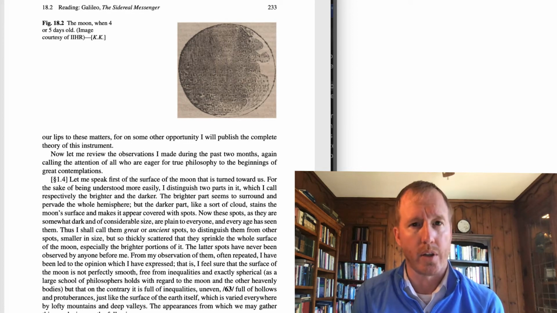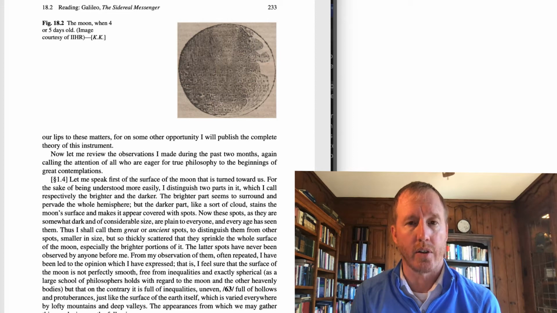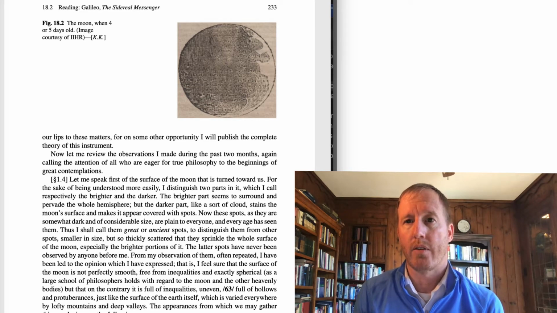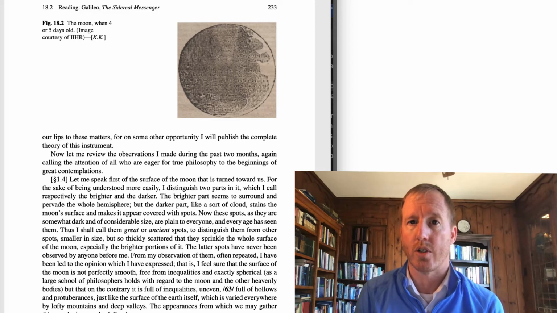How do you know that these look like mountains and valleys on the Earth? Well, it's because as the sun and the moon change their relative position compared to each other, these shadows grow or shrink in size. So, in other words, as the sun illuminates more and more of the moon, the shadows that had been very long get shorter and shorter and shorter.